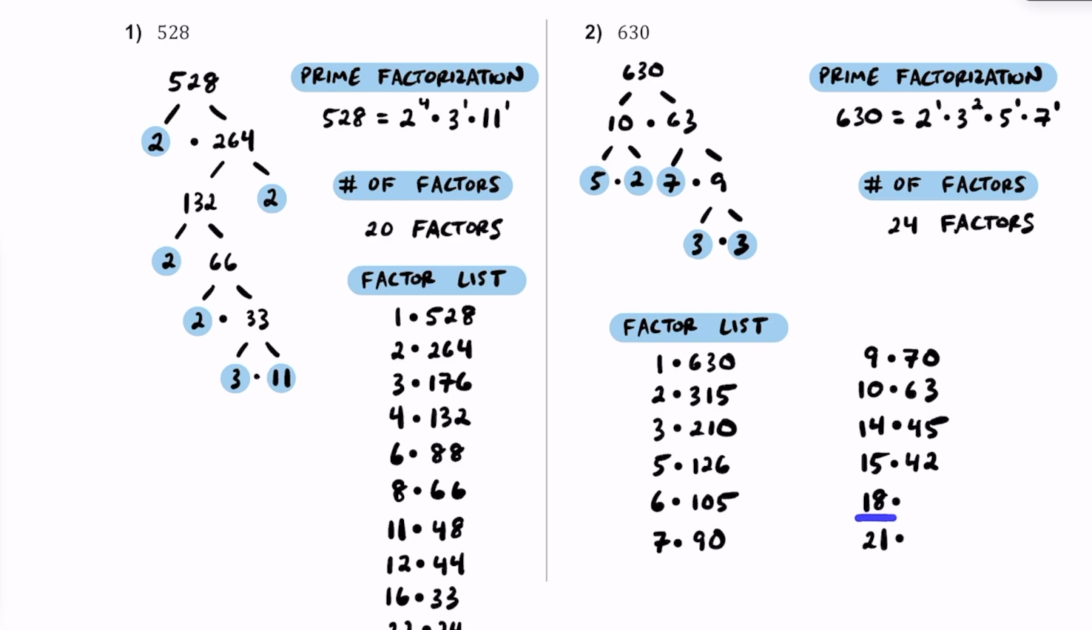For 18, 18 is going to be what? 3 times 3 is 9 times 2. That's 18. So it looks like 5 times 7, that's going to be 35 here. Okay. For 21, 21, we are knowing that's coming from 7 and 3. That's 21. So 5 times 2 is 10 times 3. That's going to be 30. So these would be our 24 factors for 630.